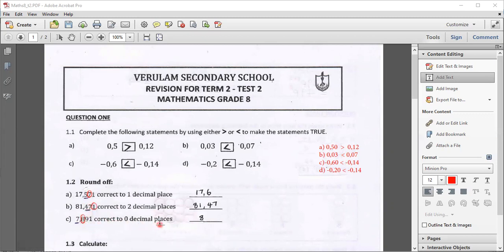This is correct to 0 decimal places. So we stop at 7, no values after the comma. And the 8 here means that 7 now becomes 8, simply because 8 is larger than 5. So it affects your value before the change. So 7 becomes 8.